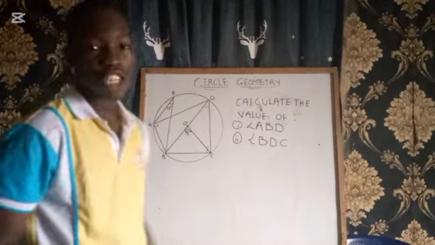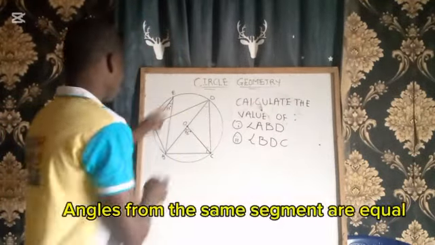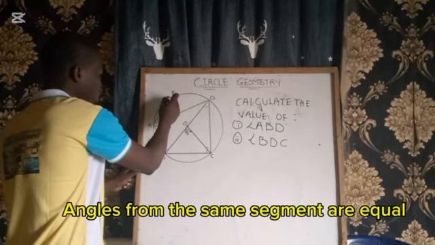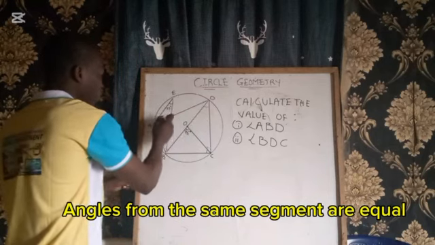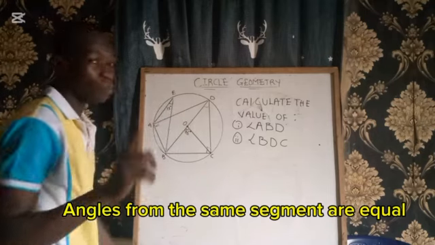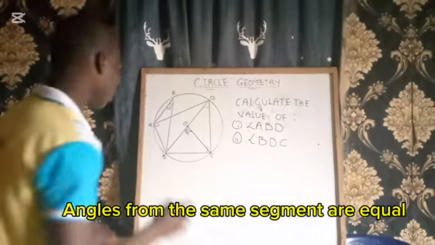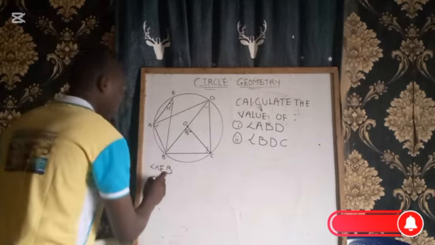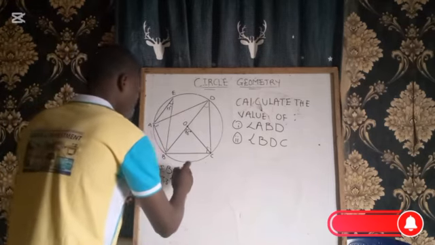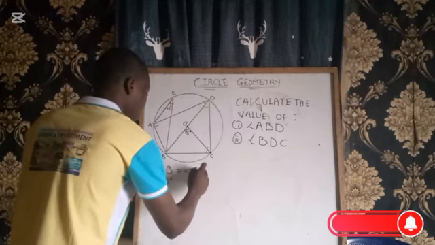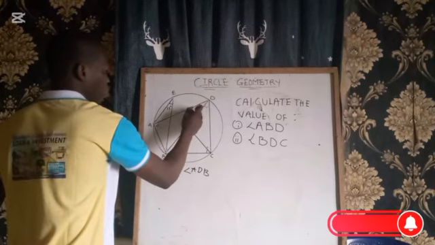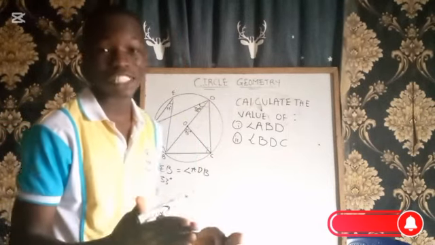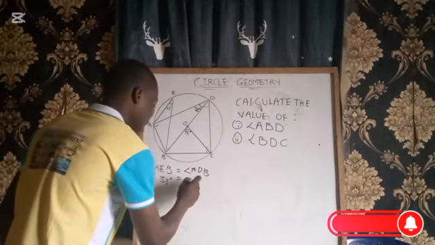Now, the second theorem I want us to recall is that angles from the same segment are equal. If you look at this angle from A to E to B to D, they are coming from the same segment. Since they are coming from the same segment, angle AEB, which is this angle 33 degree, is equal to angle ADB, which is this angle here. So it is equal to 33 degrees. They are equal since the theorem says angles from the same segment are equal. So both are 33 degrees.